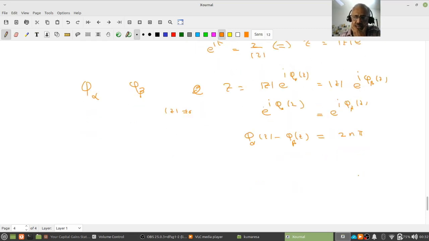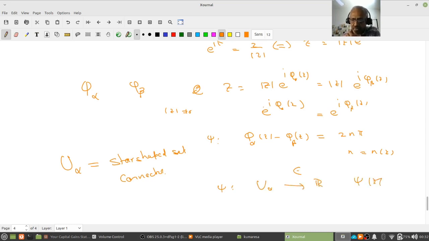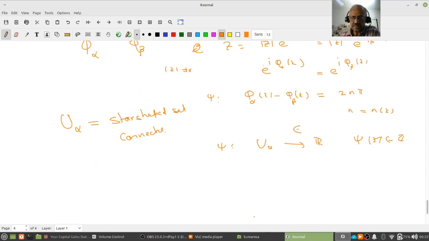Okay. And you may think this n depends on z, but remember U alpha is actually a star shaped set, and in particular it's connected, right? Therefore, call this psi. This function psi is a function from U alpha to R, taking values for every z. This is an integer, right? And since this is connected, those of you who have not learned such things may ignore this, psi of U alpha must be a connected subset of R, right? Therefore since it takes values in Z, it must be a constant.